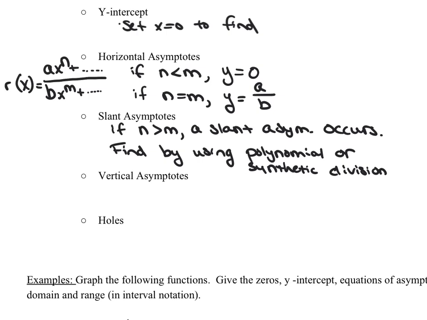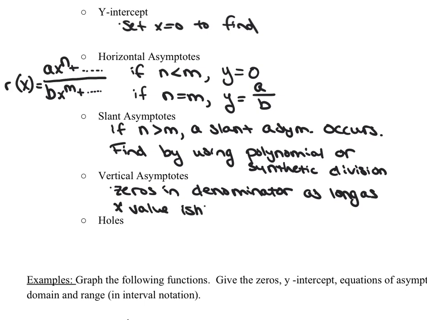Vertical asymptotes and holes occur together in the same way that horizontal and slant asymptotes are kind of joined together. So vertical asymptotes occur when there are zeros in the denominator, as long as the x value isn't a 0 of the numerator. Okay, so as long as there isn't a number that makes the top and the bottom equal to 0, then you'll have a vertical asymptote.